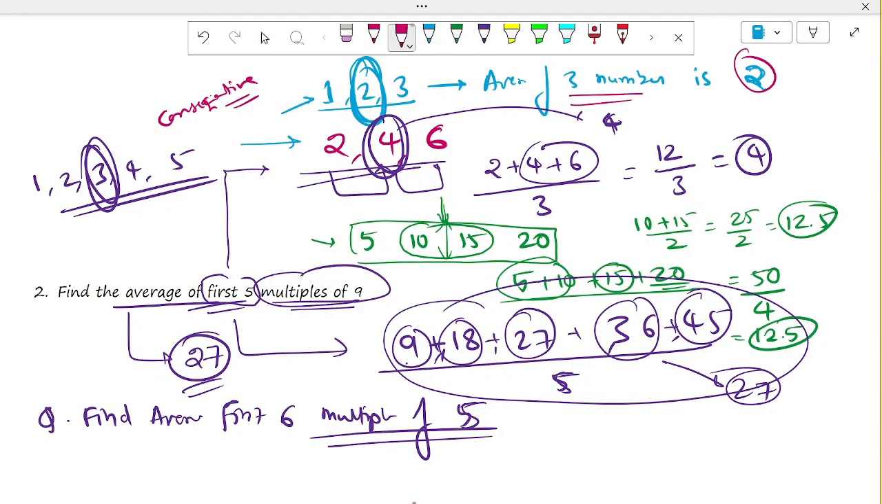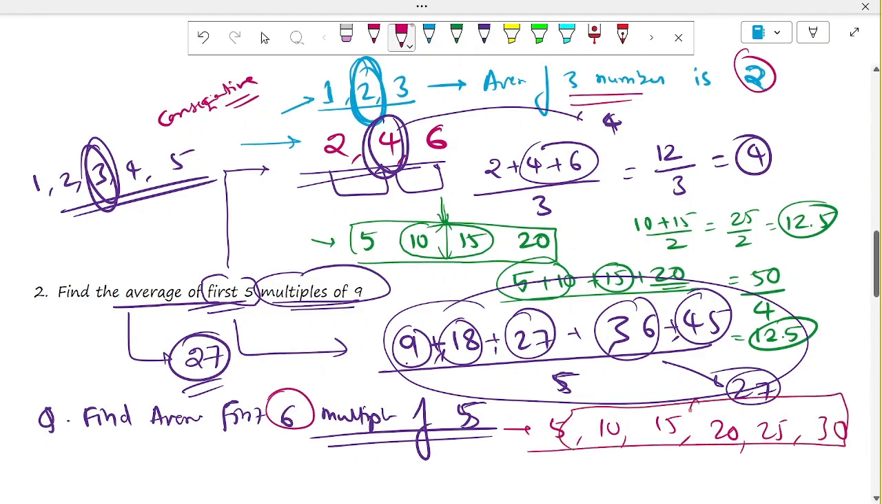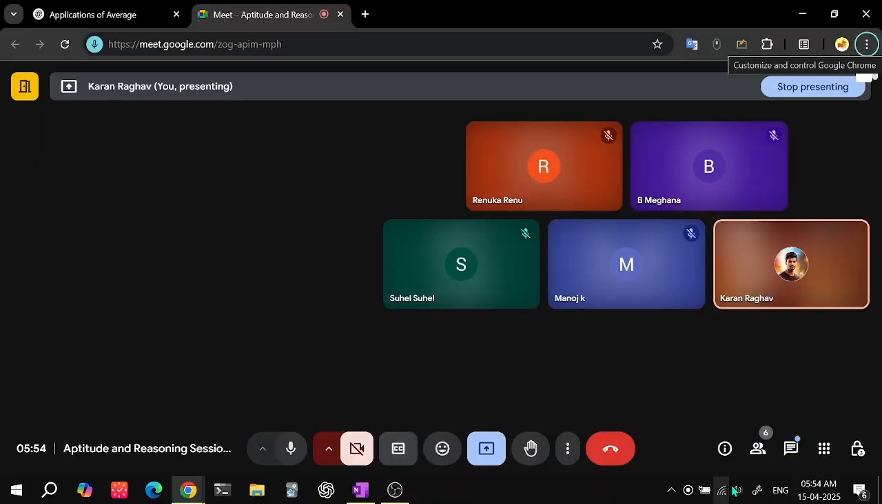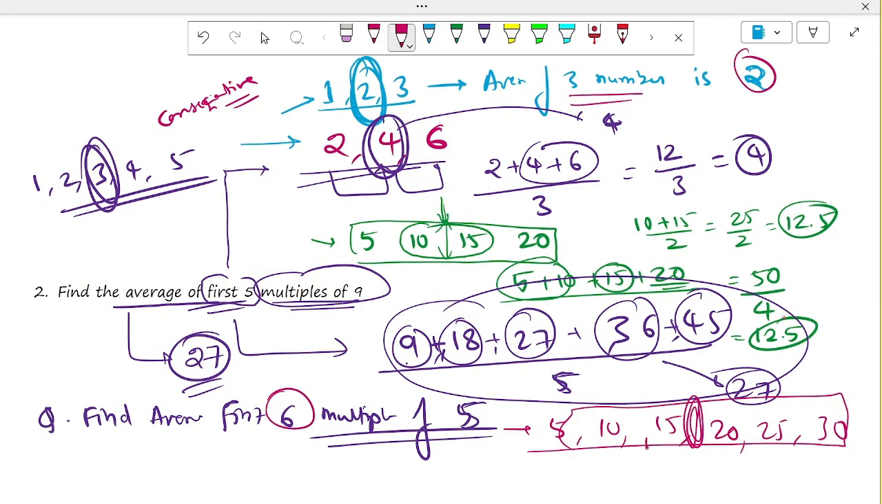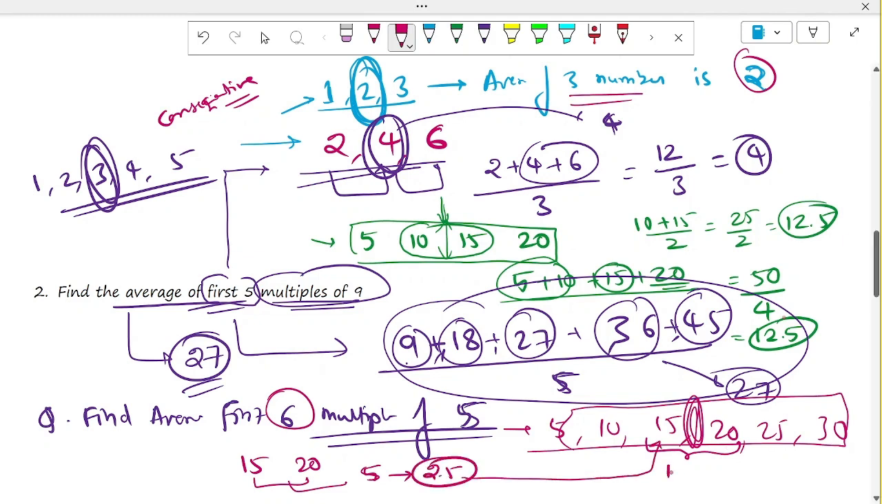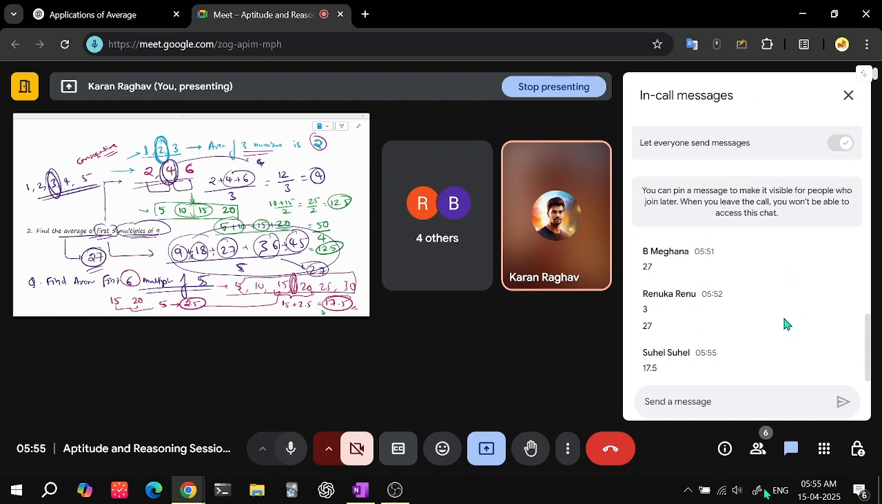So what are the 6 multiples of 5? 5, 10, 15, 20, 25, 30. These are the 6 multiples of 5. What is the middle value here? The middle value is very clear. Just look at this part: 15 and 20. What is the difference between these two? It is 5. And what is half of 5? It is 2.5. So just add 2.5 to 15. 15 plus 2.5 is equal to 17.5. So the answer is 17.5. I hope these questions are very simple.